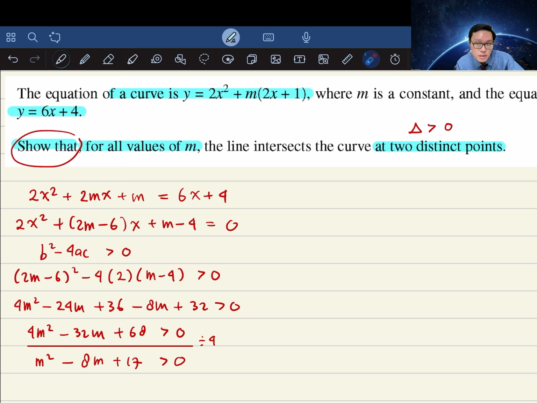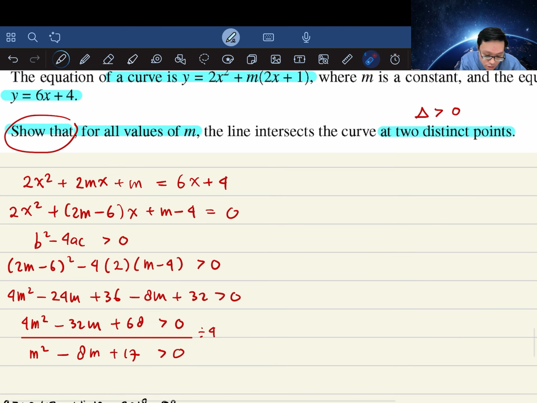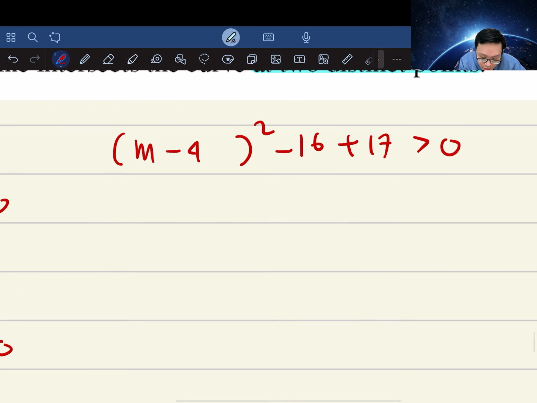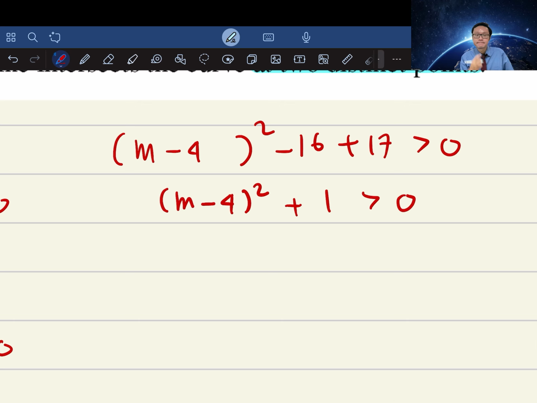We can use completing the square. Why? I'll explain later, but let's do completing the square first. So m squared minus 8m plus 17. We complete the square: m minus 4 squared minus 16 plus 17 greater than 0. So here we have m minus 4 squared plus 1 greater than 0.